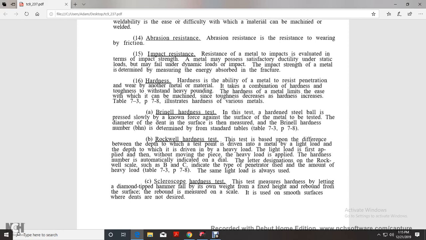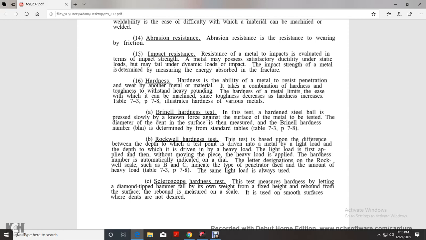The Rockwell hardness test is based upon the difference between the depth of the test point driven into the metal by a light load and the depth driven by a heavy load. The light load is first applied without moving the piece, and then the heavy load is applied. The hardness number is automatically indicated on the dial. Letter designations of the Rockwell scale, such as B and C, indicate the penetrator used and the amount of heavy load. The same light load is always used.